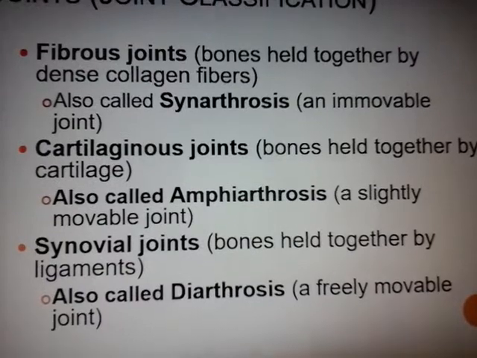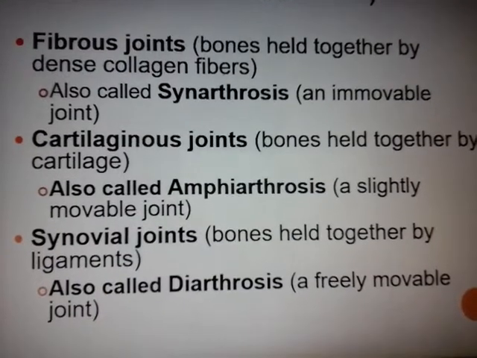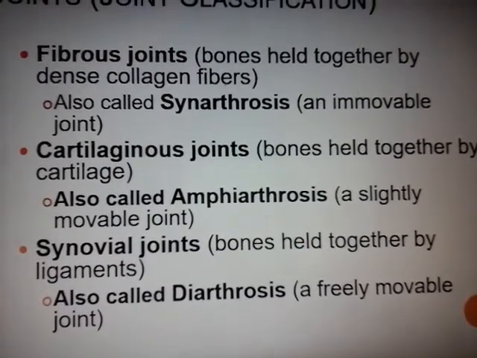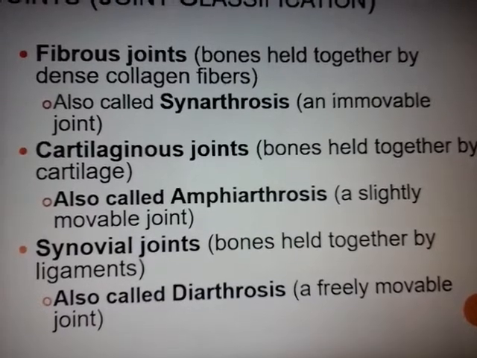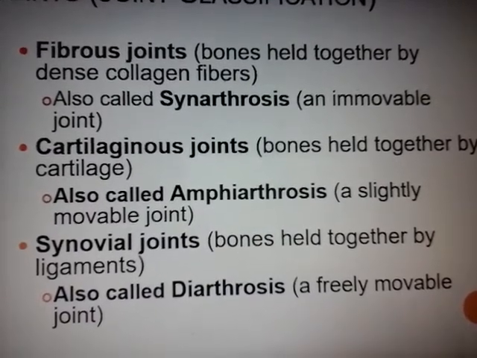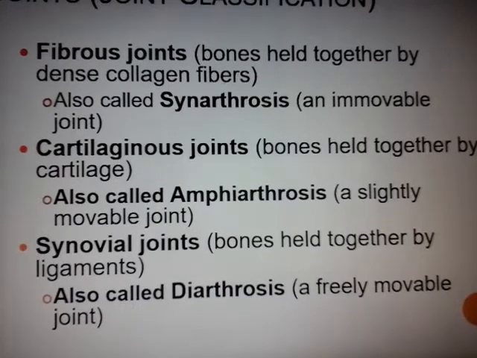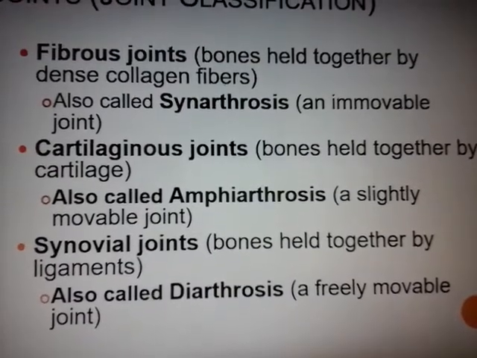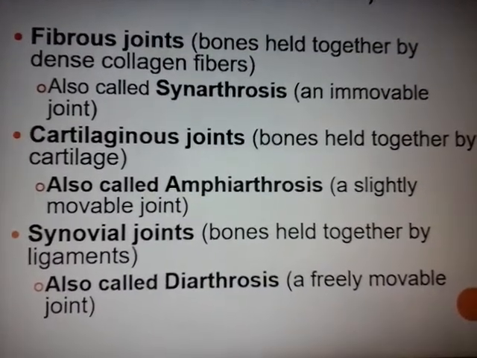Okay. Most of these joints are what we call freely movable diarthrosis joints. Di meaning they can move in two directions. It's like when you bend your elbow, you bend it and you straighten it, meaning the two directions. It gets its name from synovial fluid.